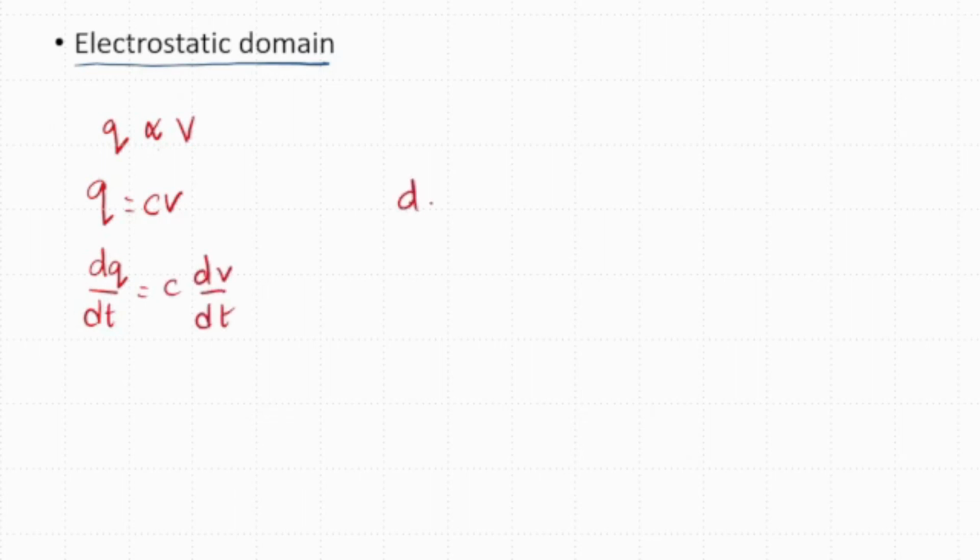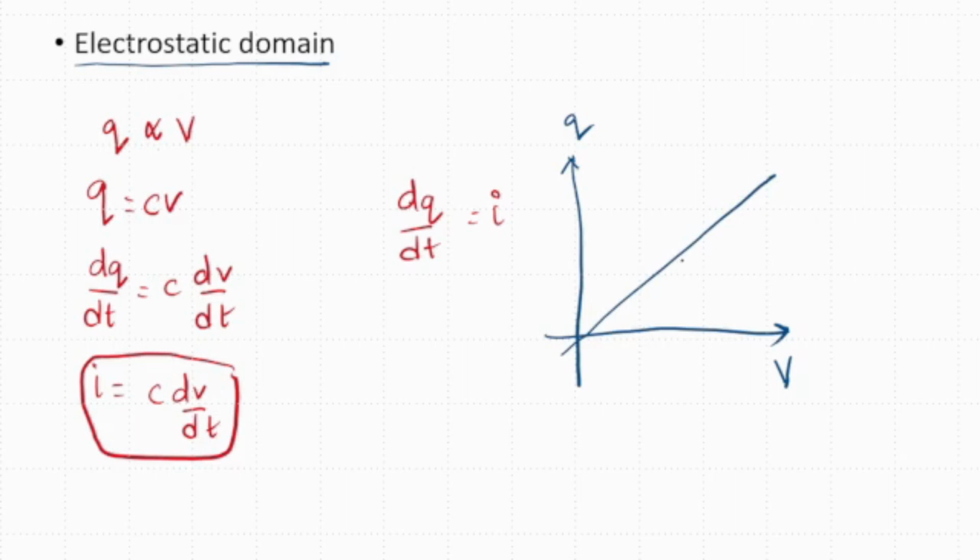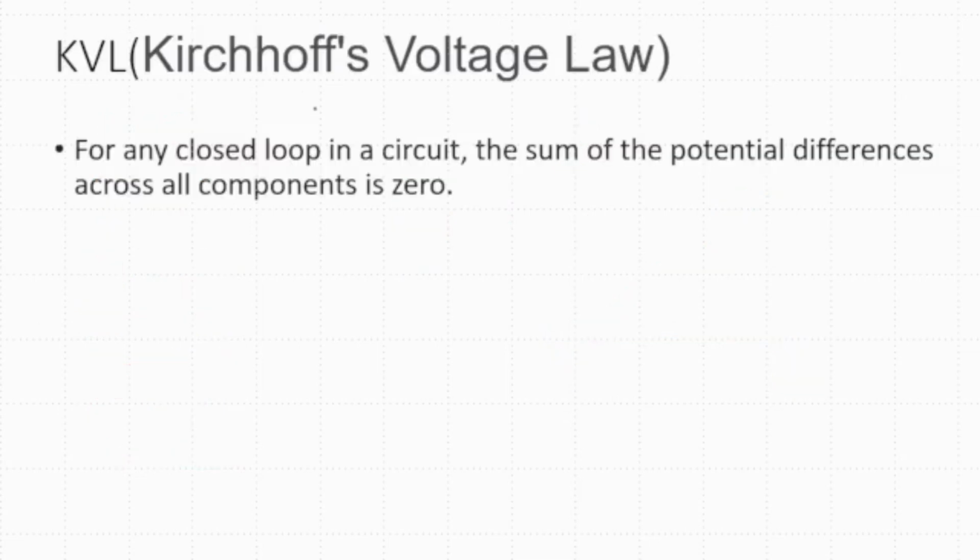What is dq over dt? It is actually current. So I is equal to C dv over dt. So we got a relation between v and I. Now if I try plotting the graph, on the y-axis we'll have the charge q, on the x-axis we'll have v, and a line crossing through the origin is the graph for it, and the slope is the capacitance. Clear? Right. Now let's get into KVL and KCL.